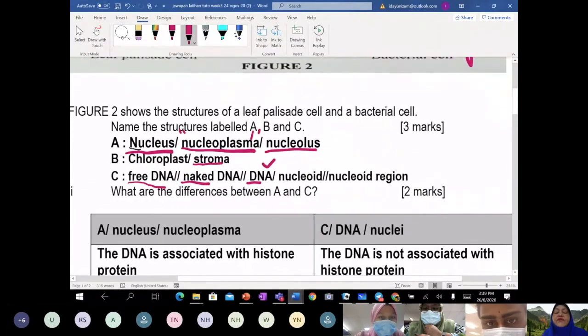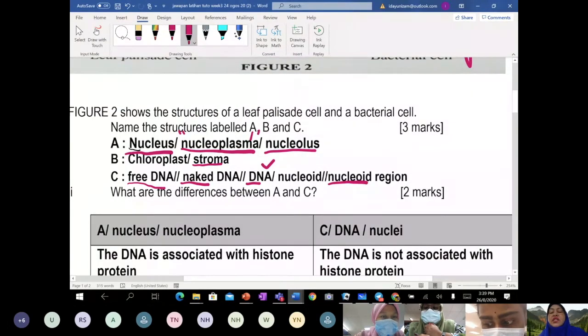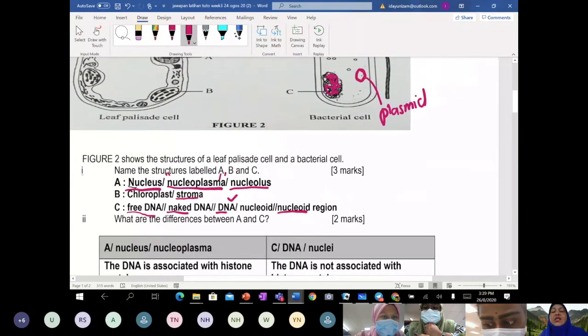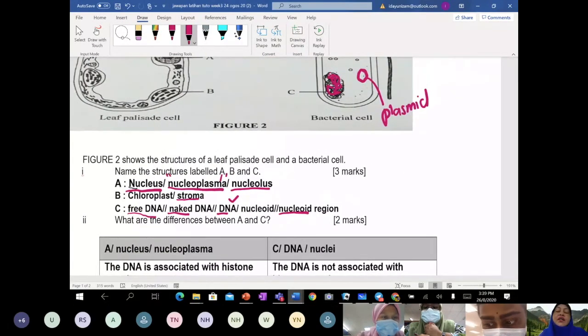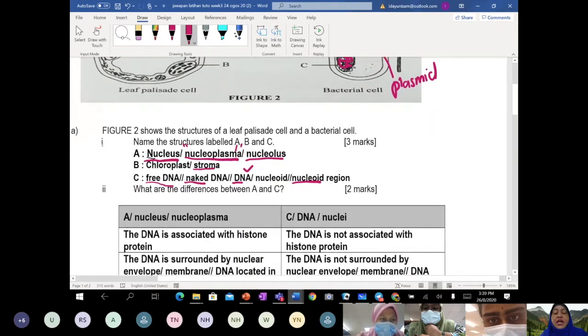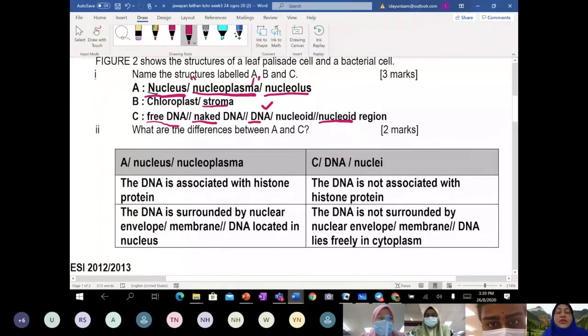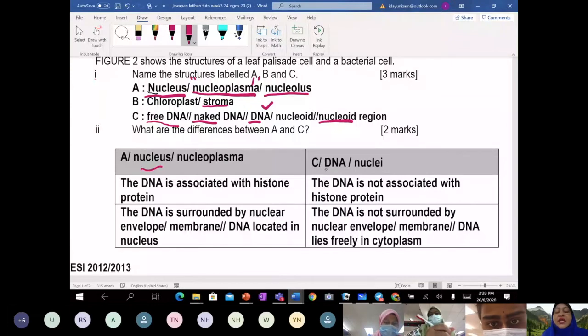So get familiar with this term, nucleoid. Nucleoid shows the region in prokaryotic cell where you can find the free DNA of bacteria, or prokaryote. Okay, so done with that. Now, second question. Like teacher showed just now in our diagram, A is nucleus, C is DNA.